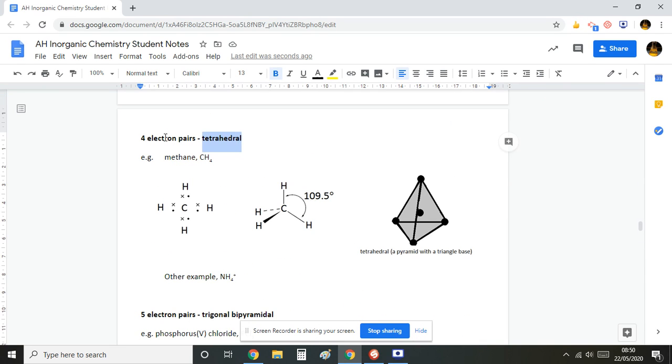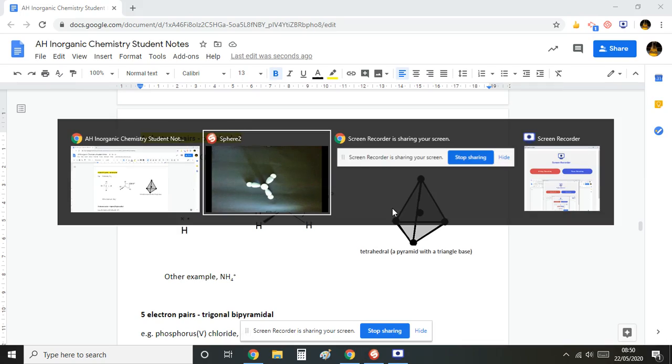If we have 4 electron pairs, then the shape is tetrahedral. You'll be familiar with this one from National 5 chemistry, for example, methane. Carbon's got 4 electrons, because it's a central atom, with 4 hydrogens attached, which adds together to make 8, divided by 2 gives us 4 electron pairs. In most tetrahedral ones, the bond angle between the electron pairs is 109.5 degrees.